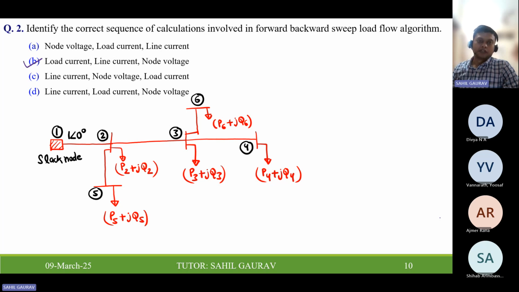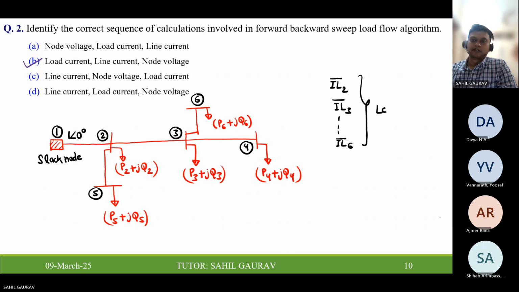So first thing you need to find is the load current, that is IL2, IL3, because after finding the load current, then you can find the line current, IL6. So these are the load currents.